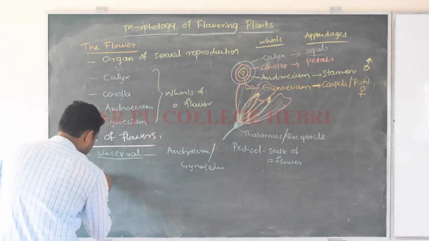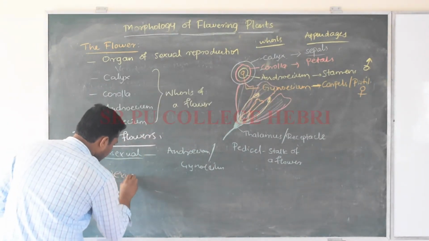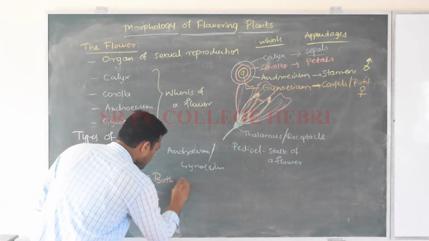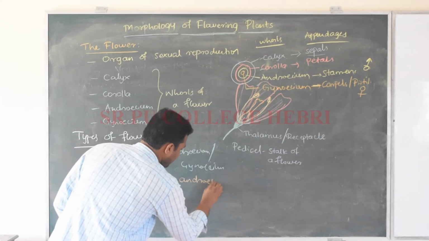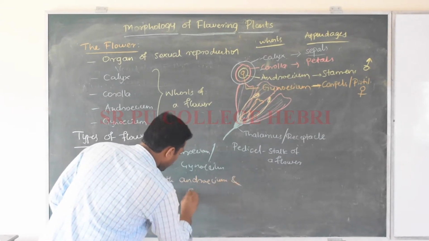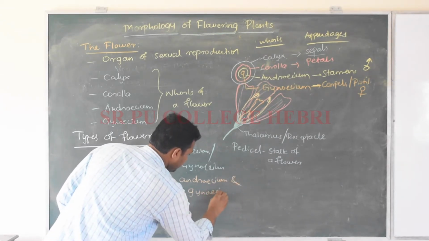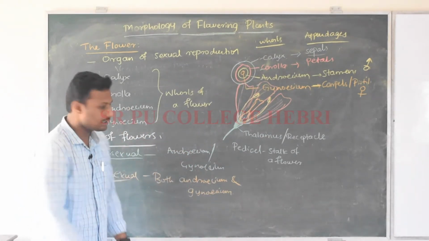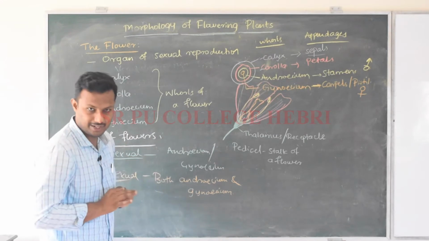Bisexual flowers. So bisexual flowers means what? It will be having both androecium and gynoecium present in the same flower. Both androecium and gynoecium are present in the same flower. That will be called a bisexual flower, right? So this is one type of classification of the flower.